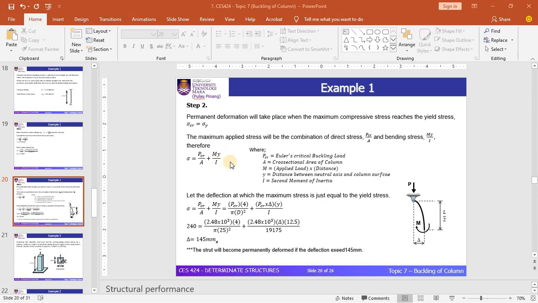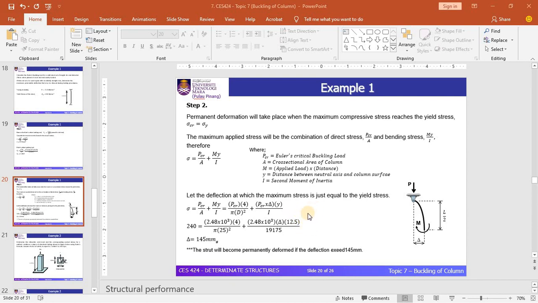The y is the distance between the neutral axis of the section and the outermost surface. In this case, since the column is a circular column, the y is the diameter of the column divided by 2. So you will see that here the y is equal to 12.5. We know that the diameter of the column is 25 mm, so divided by 2, you get y equal to 12.5.